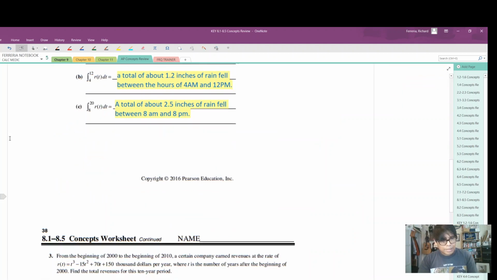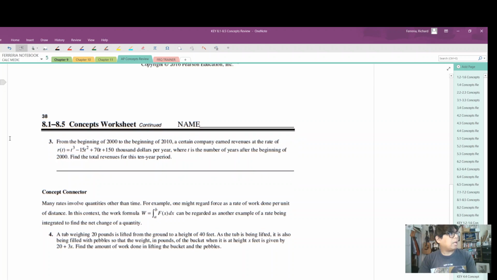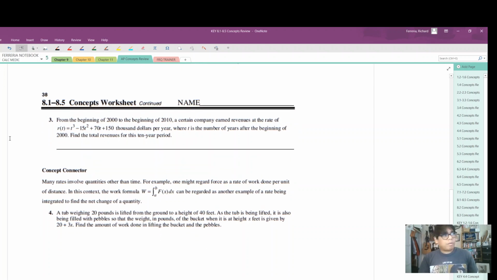Let's see what we have for number 3. From the beginning of 2000 to the beginning of 2010, a certain company earned revenues at a rate of R equals T cubed minus 15T squared plus 70T plus 150, in thousands of dollars per year, where T is the number of years since the beginning of 2000. Find the total revenues in this 10-year period.